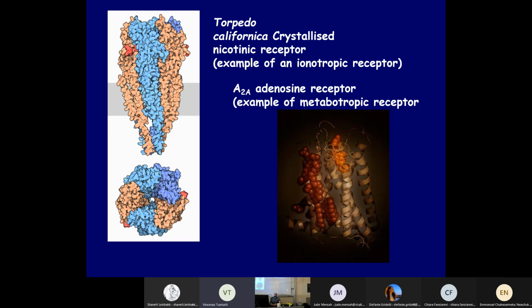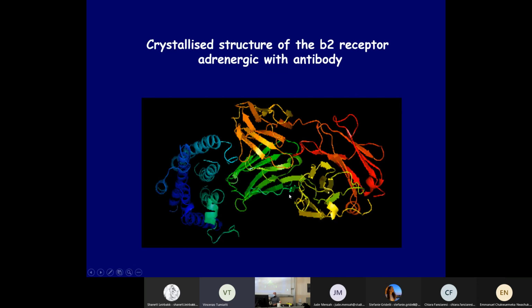Some years later, also the adenosine receptor was crystallized. This is another type of receptor. You can see in the picture, this is a 7 transmembrane receptor, metabotropic receptor. After that, beta 2 adrenergic receptor was crystallized.